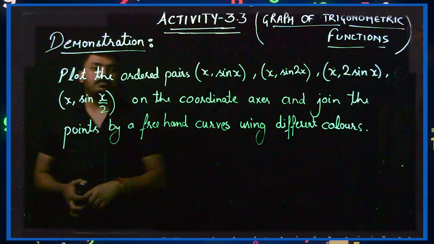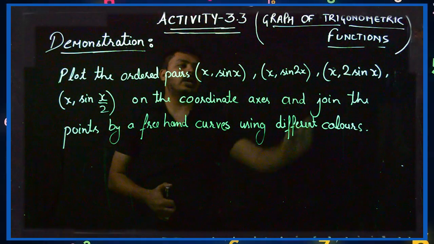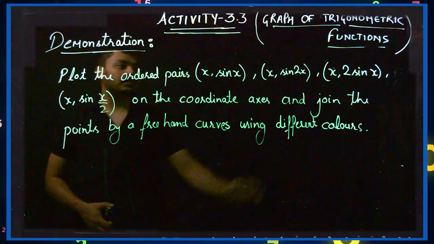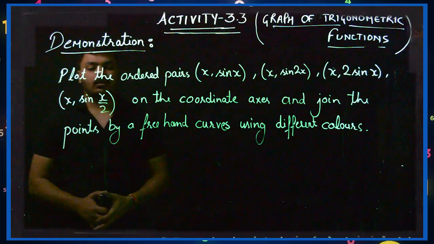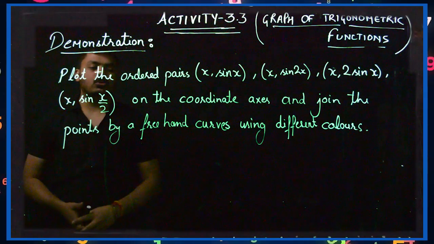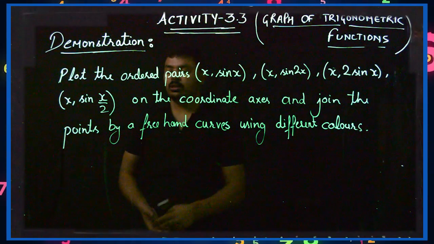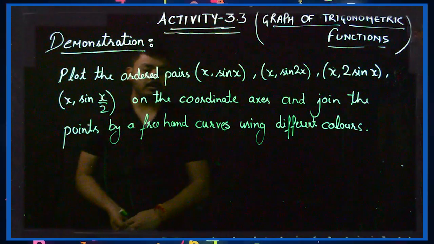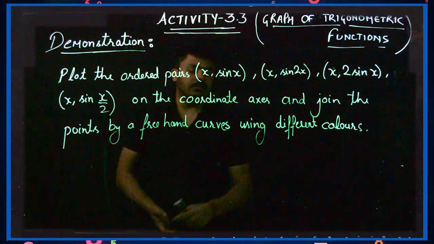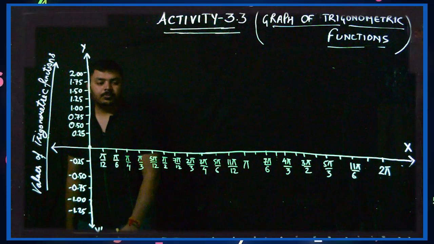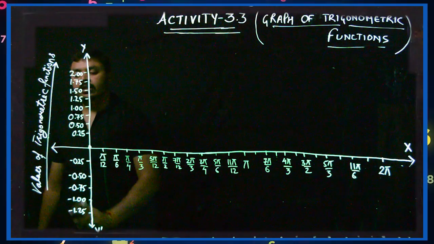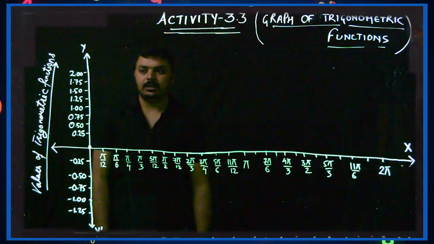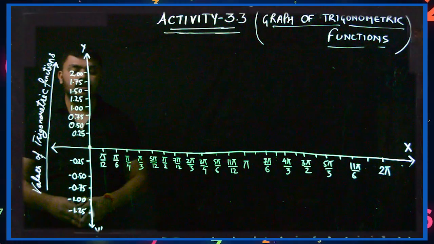So plot the ordered pairs (x, sin x), (x, sin 2x), (x, 2 sin x) and (x, sin x by 2) on the coordinate axis and join the points by freehand curves using different color. So students, we have drawn all the values of x along x-axis and the trigonometric values along y-axis. So now we'll plot all the ordered pairs.